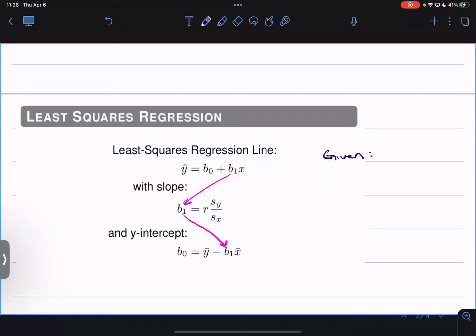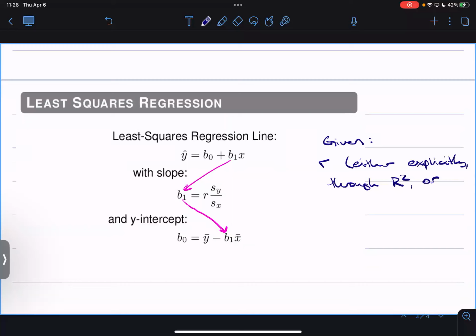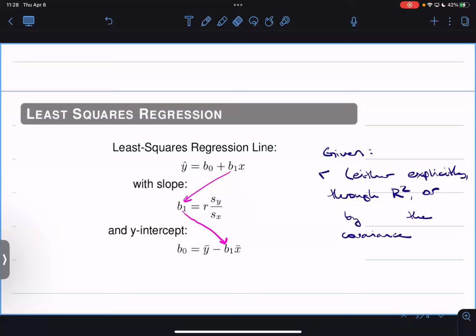So here, given the correlation, either explicitly, through r squared, or by SXY, the covariance. And maybe what I'll do is I'll say the covariance, and then in brackets SXY.